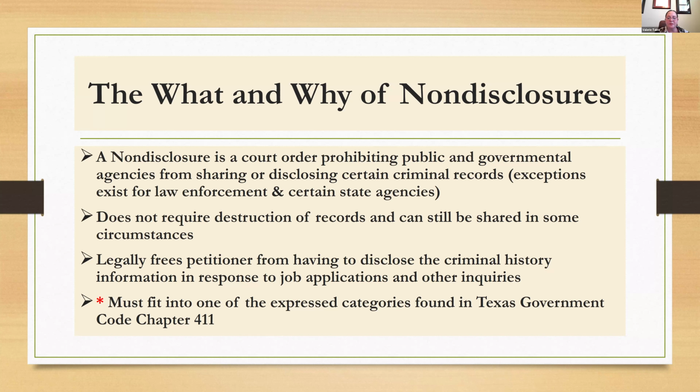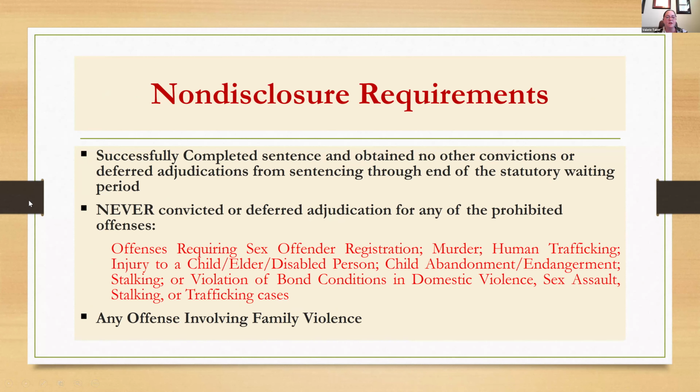I said it must fit into one of the express categories, and we'll go over that in a minute, about who they can disclose to. I keep losing my mouse. Okay, so this is really a one-time get out of jail free card, right? You successfully completed deferred probation. You have no other convictions or deferred adjudication through the end of the statutory period. So you completed your probation and you're done and you haven't picked up any other offenses. It's really a one-time get out of jail free card. Never convicted or deferred adjudication.